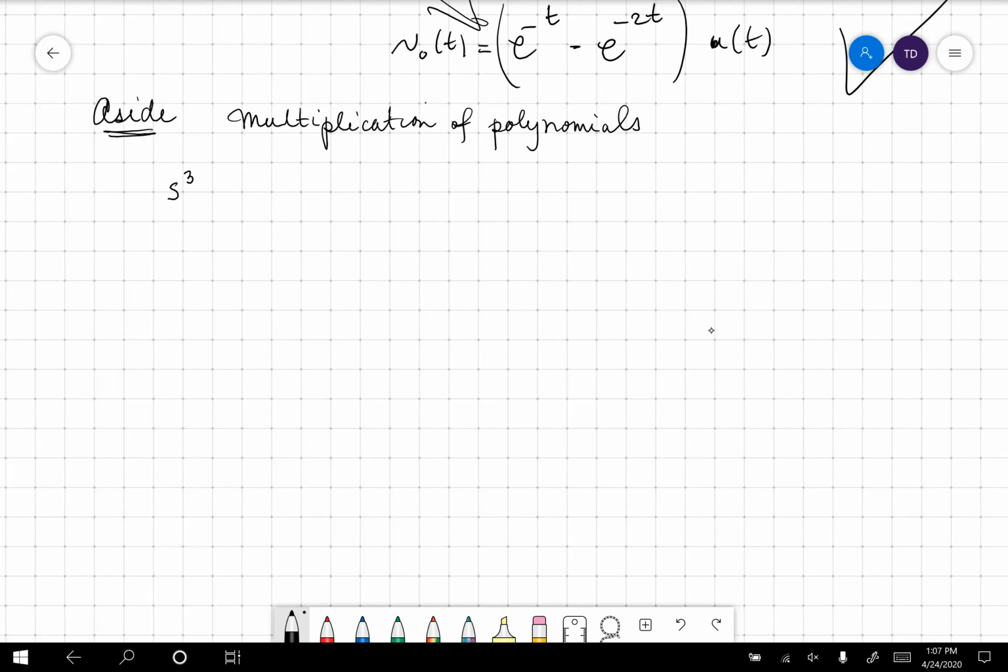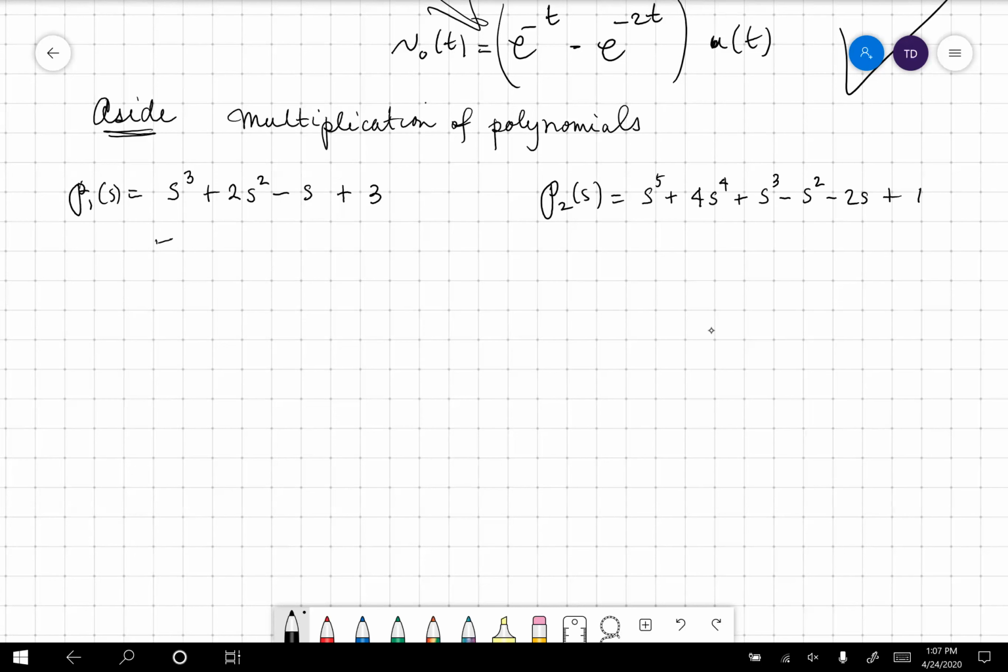s to the third plus 2s squared minus s plus 3. Let's call this polynomial number 1, so P1 of s equals this. And then polynomial number 2 will be longer than that one. So let's go s to the 5th plus 4s to the 4th plus s to the 3rd minus s squared minus 2s plus 1.